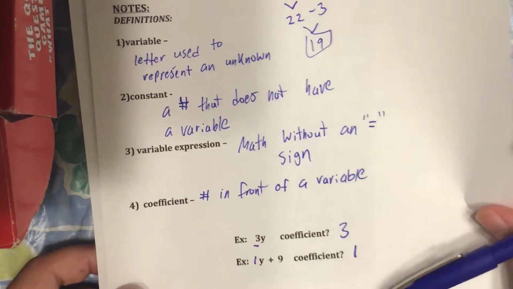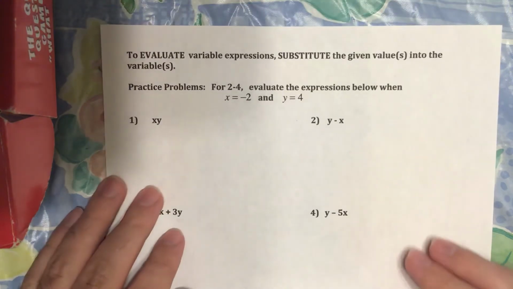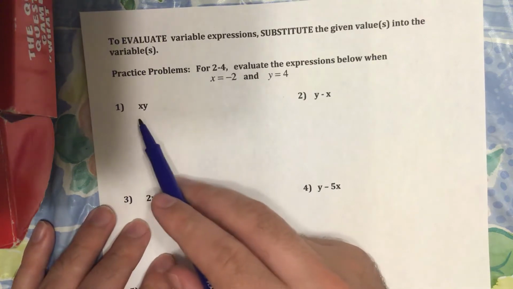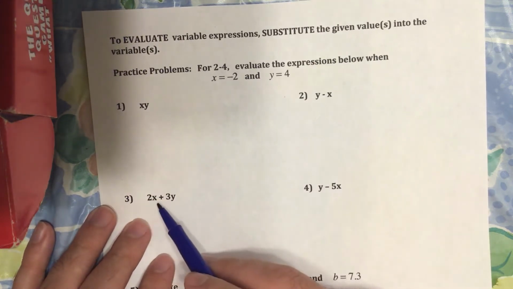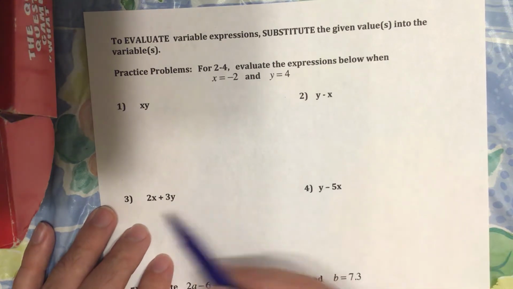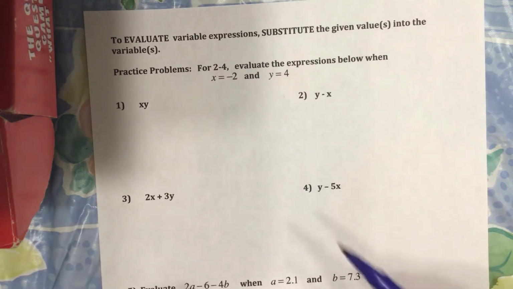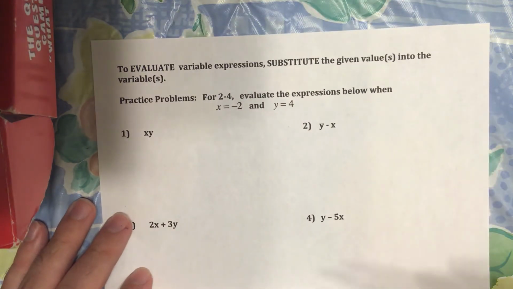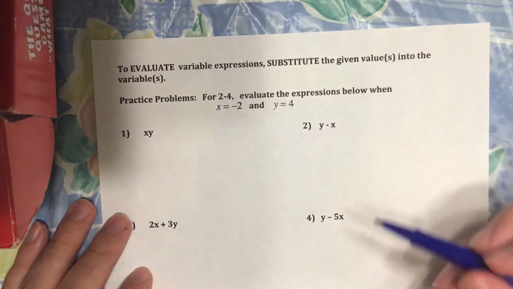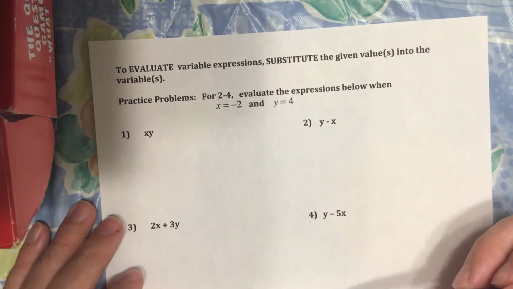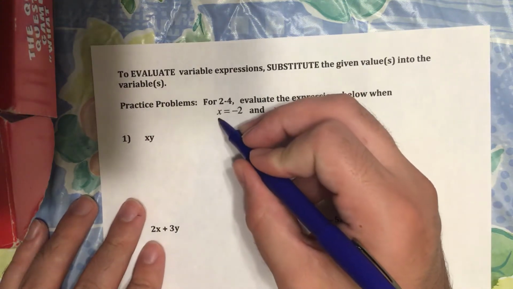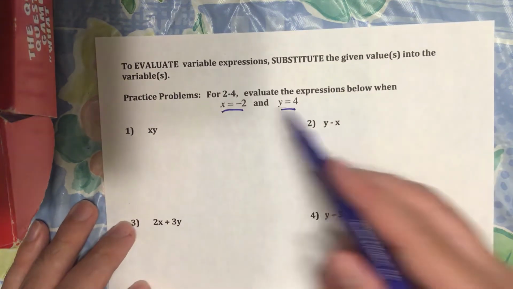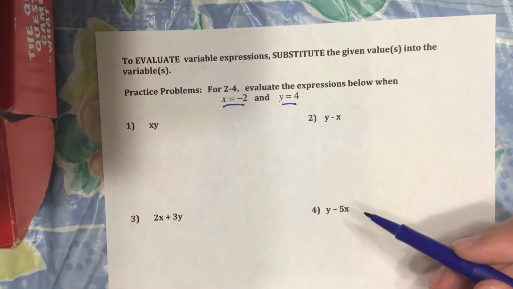All right, let's go on to the last page here. So sometimes we have these expressions. Again, we have math. We have x, y, y minus x, 2x plus 3y, y minus 5x. We have all this math here with no equal signs. These are then expressions, okay? We can still evaluate them by substituting, by plugging in numbers. So if they want us to plug in x equals -2 and y equals 4 for all of these variables, then we can evaluate them.